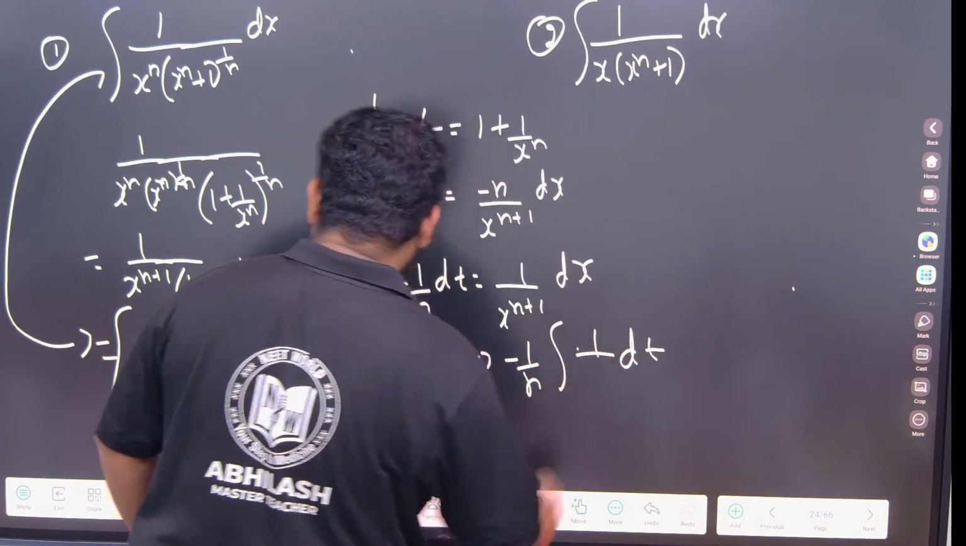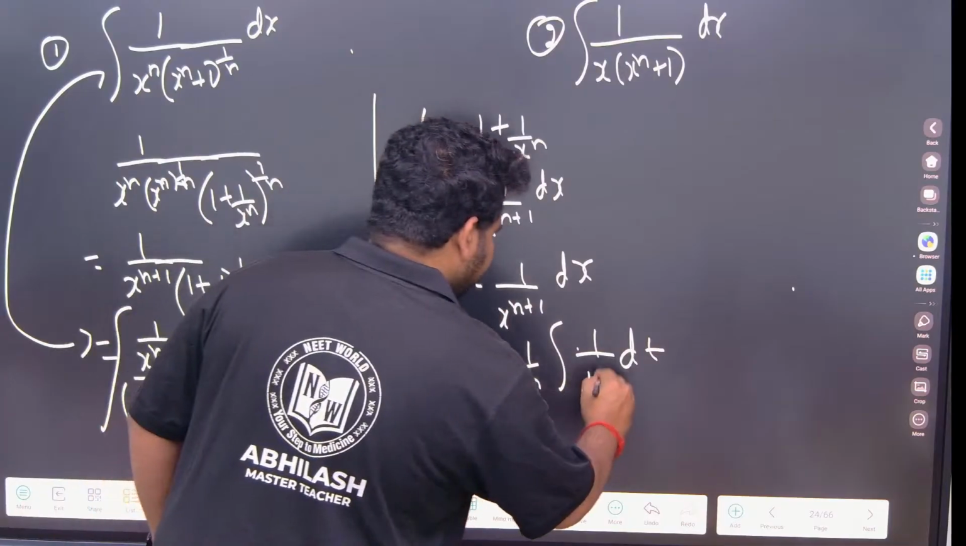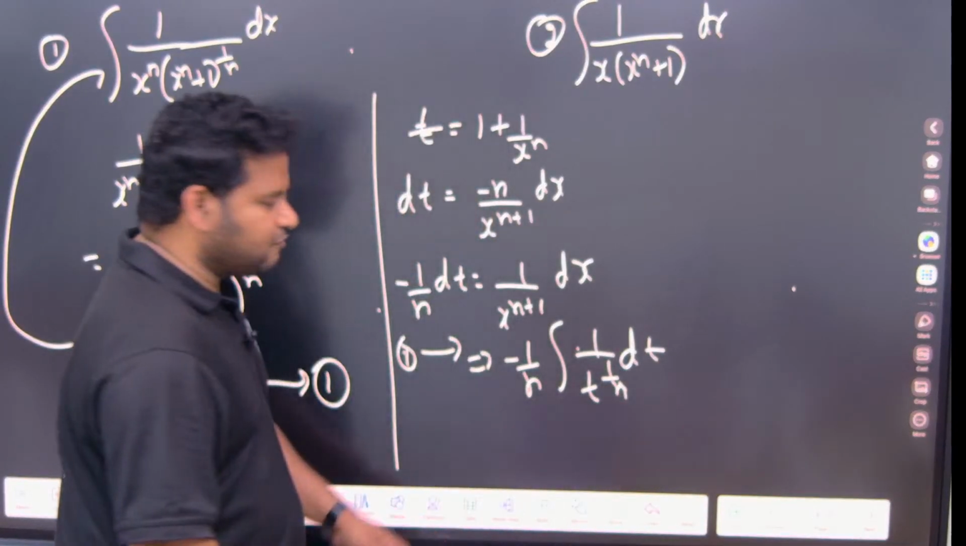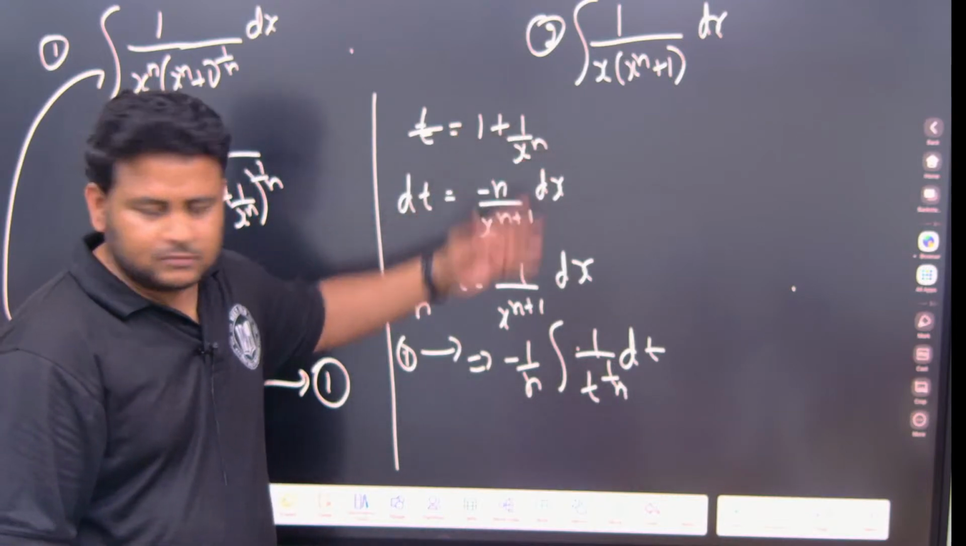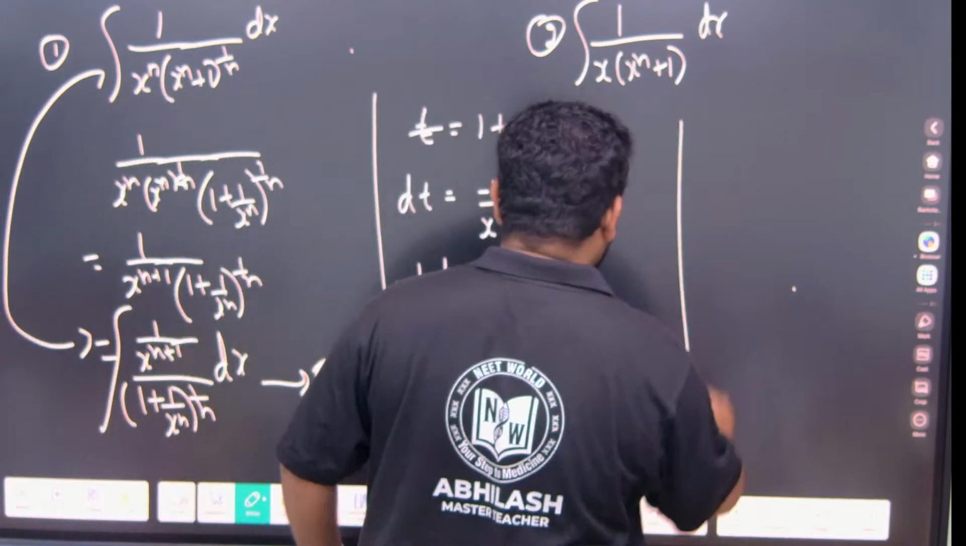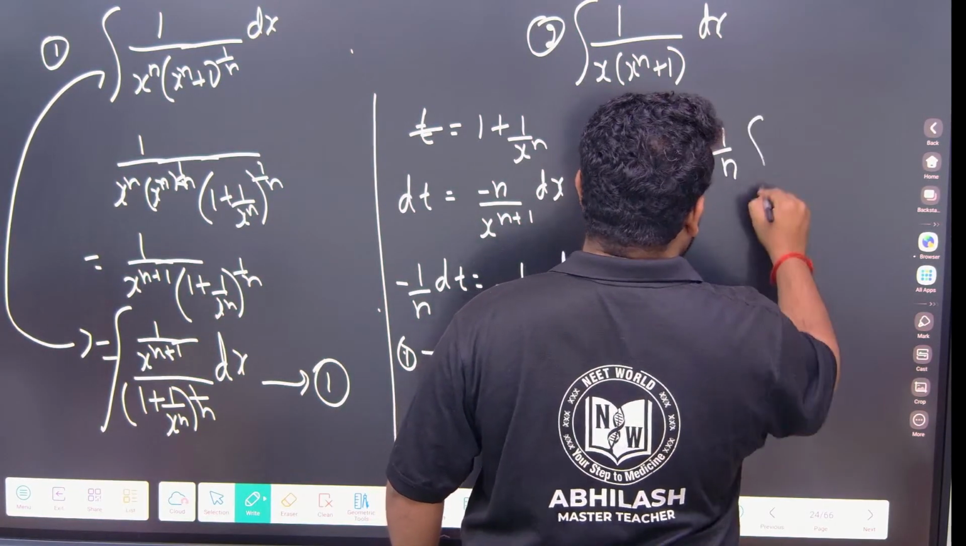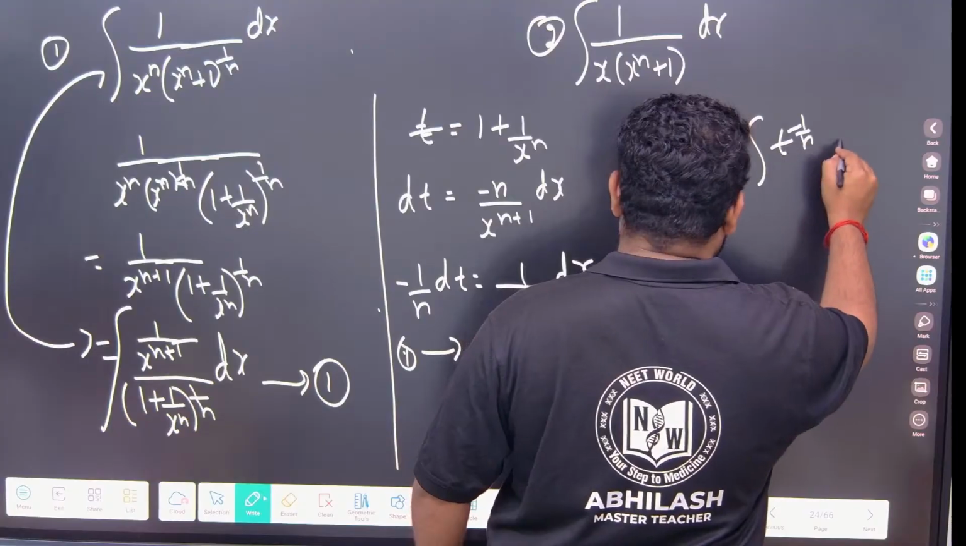Integral of 1 by, what is this? t to the power of 1 by n. So t to the power of 1 by n, if I take it to the top, with the minus, this will become t to the power of minus 1 by n, which is there as it is. So it is the integral of t to the power of minus 1 by n dt.